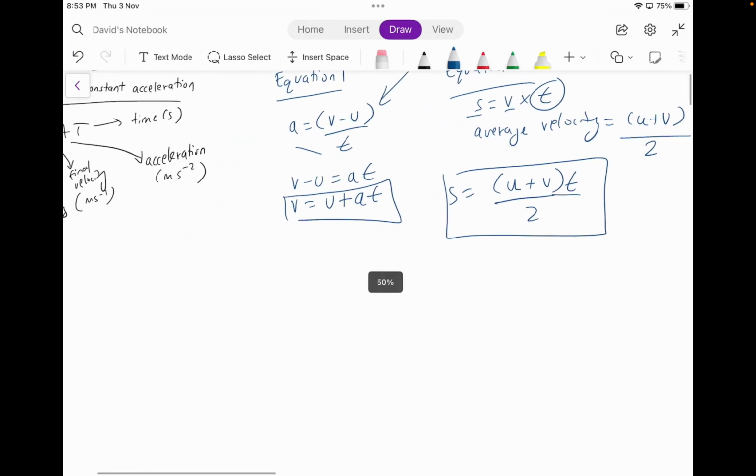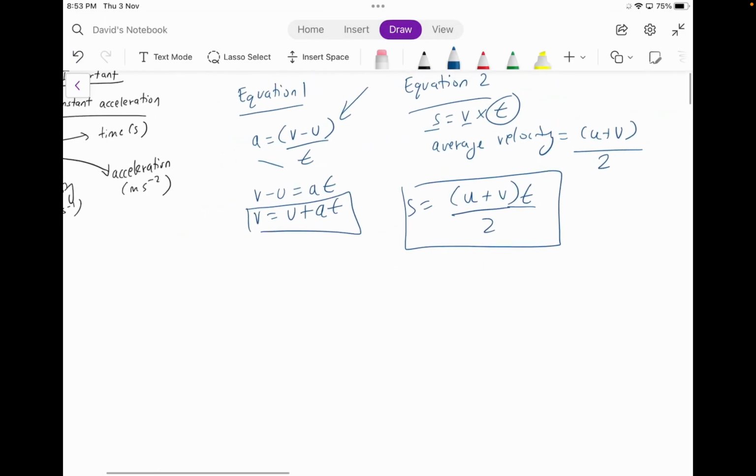Now, let's derive equation 3. Since there are 4 SUVAT equations, equation 3 is where you have to combine both equations from above, equation 1 and equation 2. So we have to combine both of these to derive equation 3. We also have to eliminate the final velocity, and a further useful equation is produced in this case.